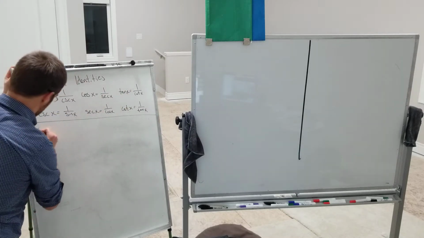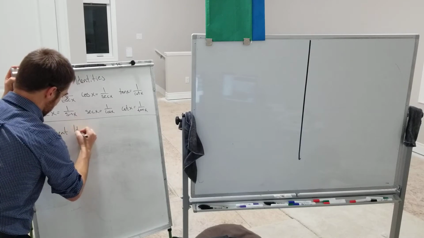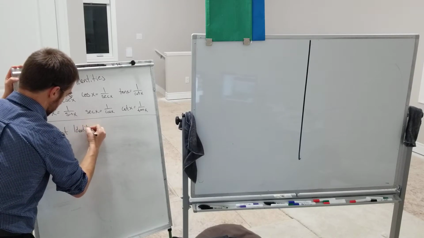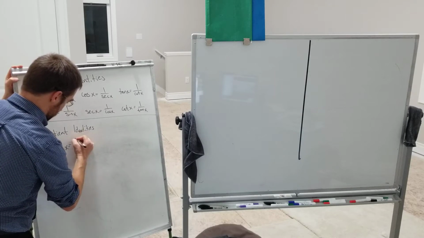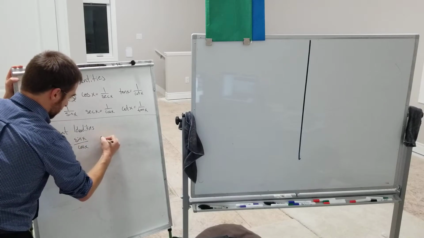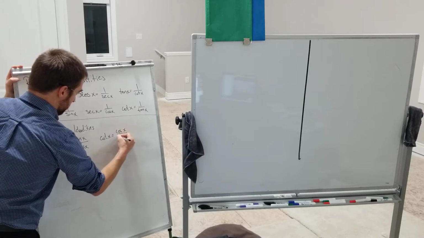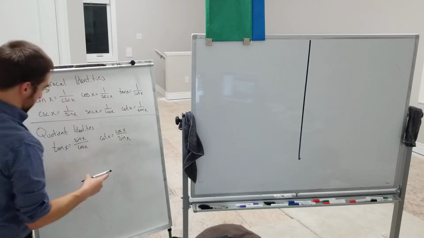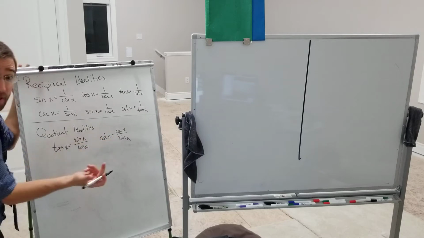We have what are called the quotient identities, where tangent of x is sine x over cosine x. Cotangent x equals cosine x over sine x. Because remember, right, tan and cotan are reciprocals, so they're the flip of each other.